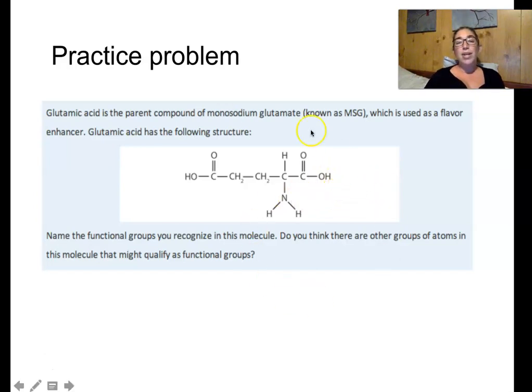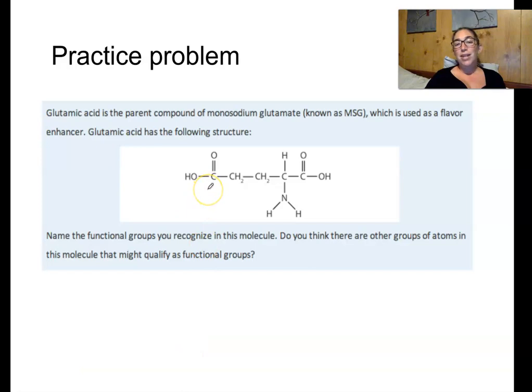So here's an example where it gives us a molecule, and this molecule happens to be glutamic acid, which is the parent compound. It's how we make MSG, monosodium glutamate, which is a taste flavor compound. And this is the structure of it. It says, name the functional groups you recognize in this model. So here's the sort of hidden pictures activity. Can we figure out where all of these functional groups are?